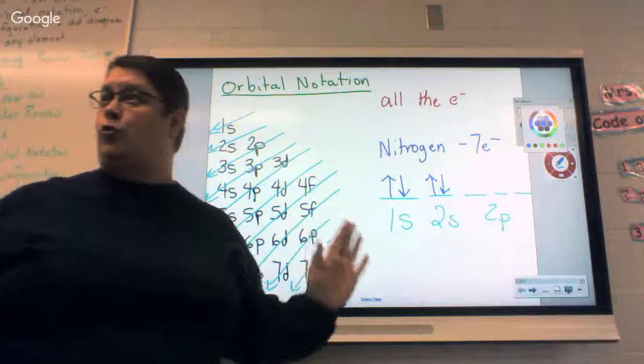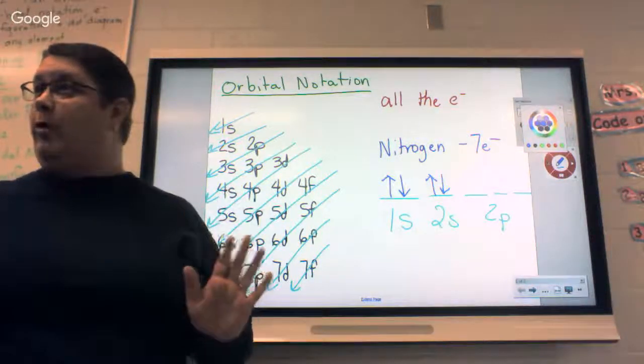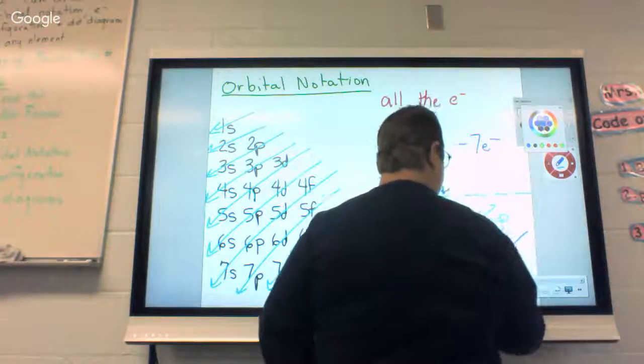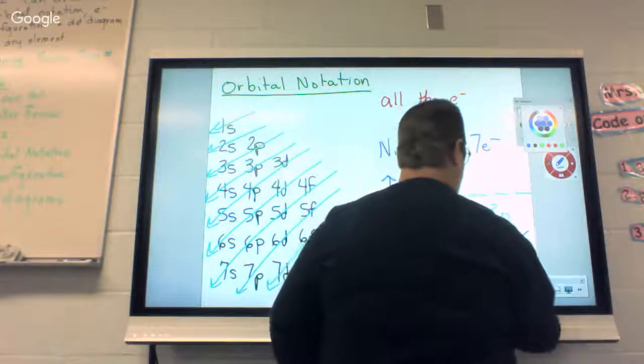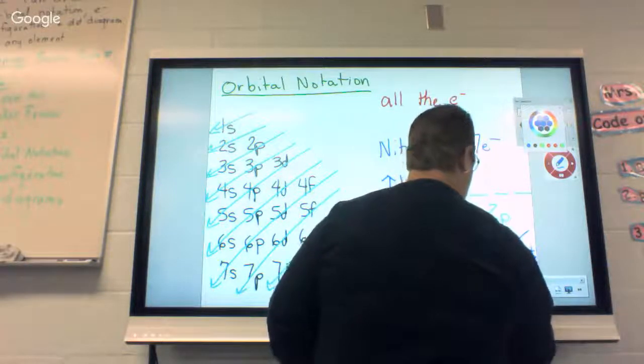Now, Hund's rule yesterday said that orbitals of equal energy, okay, this is degenerate. Very good. That means they're of equal energy.